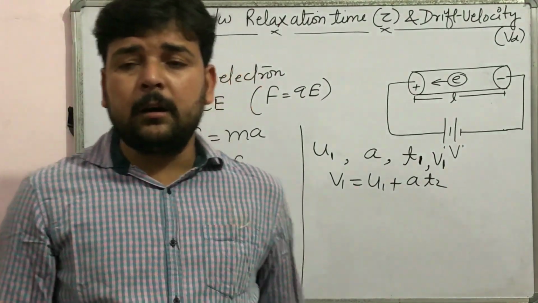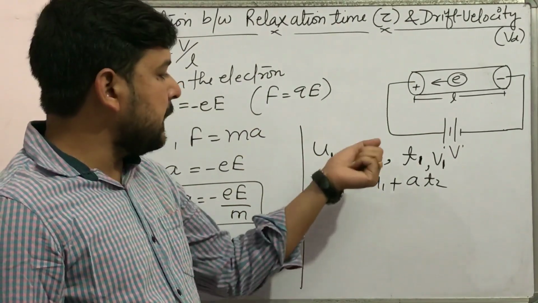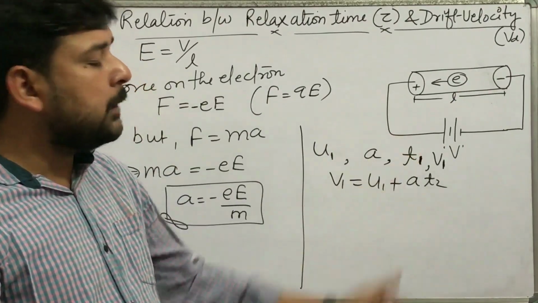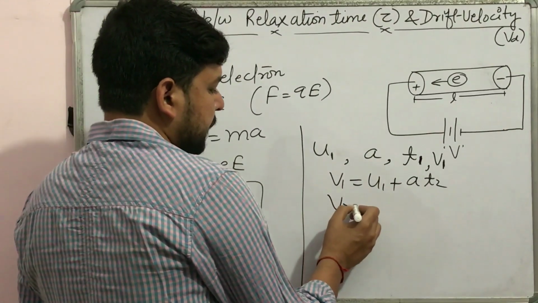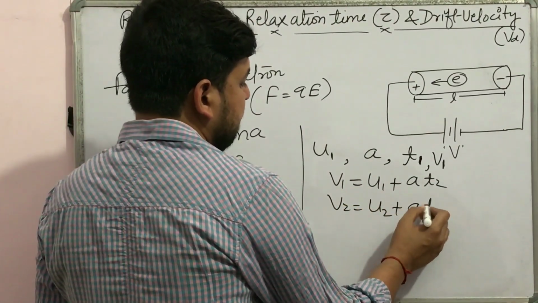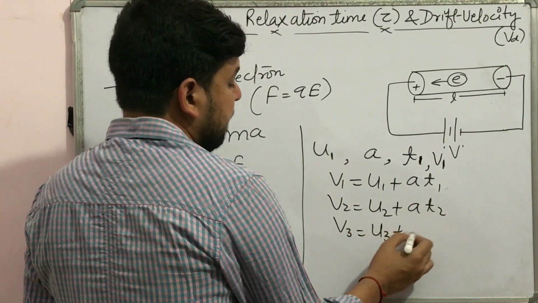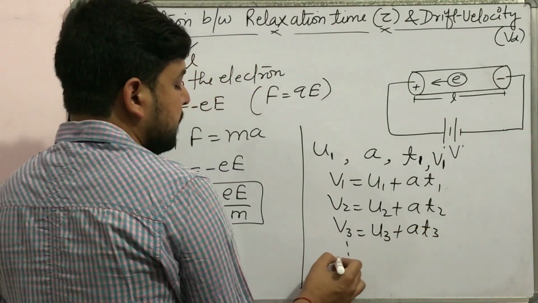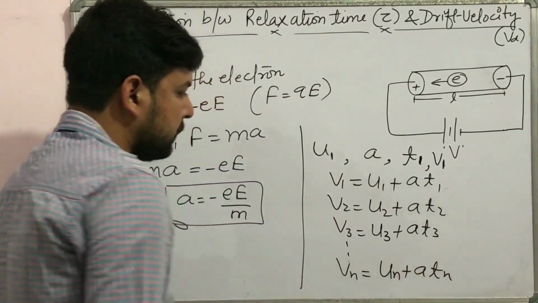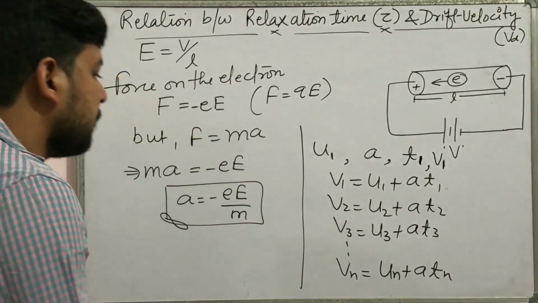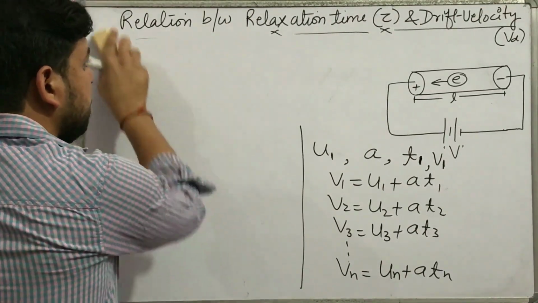In the same manner, for the second electron, which was moving with velocity u2, accelerating with acceleration a up to time t2, its final velocity becomes v2. So v2 comes to be u2 plus a t2. Then v3 is equal to u3 plus a t3. Similarly, vn is equal to un plus a tn. So these are the velocities of the electrons, and we have these following equations with us.